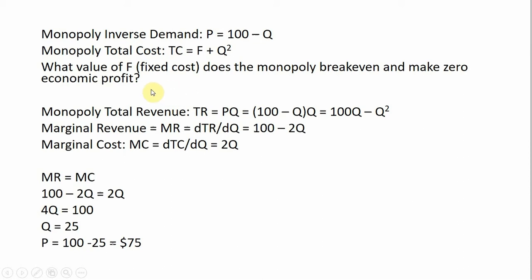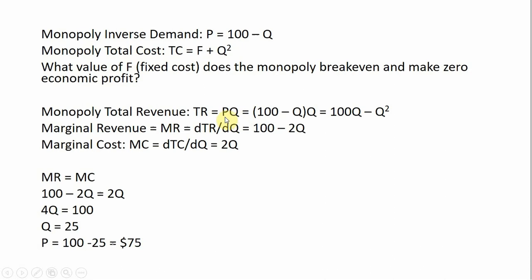So we're going to try to solve for the value of F, where this monopoly will just make a normal rate of return or zero economic profit. So first we have to find the monopoly's profit maximizing output level and price. So we get monopoly total revenue. Total revenue is price times quantity. So price is 100 minus Q, and that's all multiplied by Q.